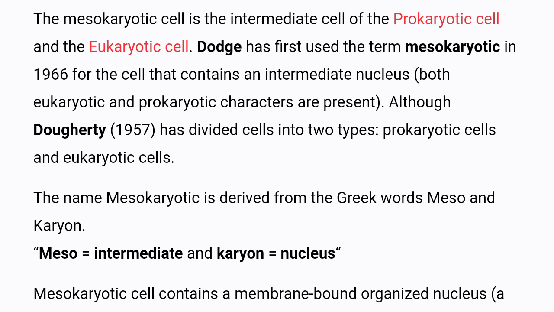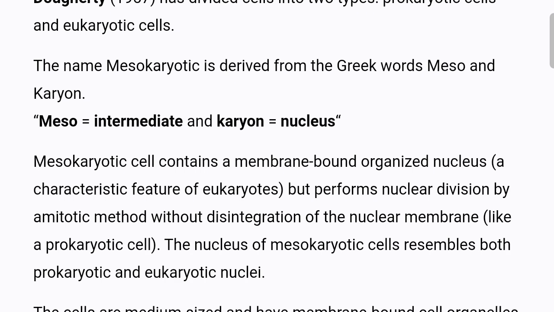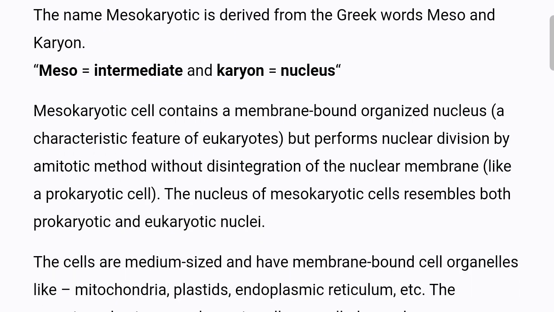The mesokaryotic cell is the intermediate cell between the prokaryotic cell and the eukaryotic cell. Dodge first used the term mesokaryotic in 1966 for the cell that contains an intermediate nucleus, in which both eukaryotic and prokaryotic characters are present. Although Dougherty divided cells into two types, prokaryotic and eukaryotic, the name mesokaryotic is derived from the Greek words meso and karyon. Meso means intermediate and karyon means nucleus.